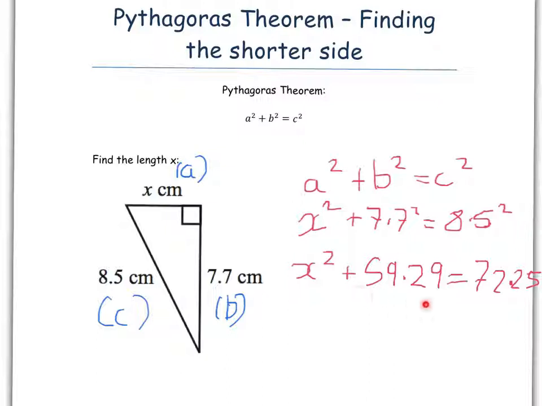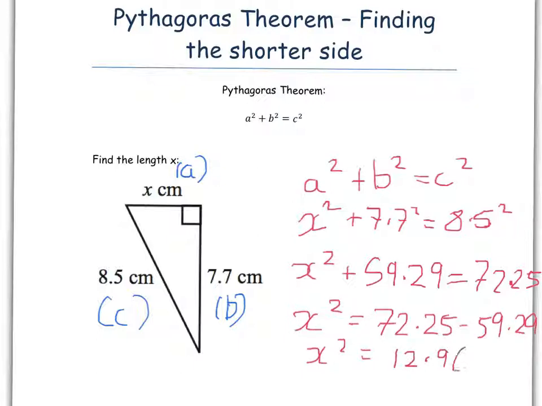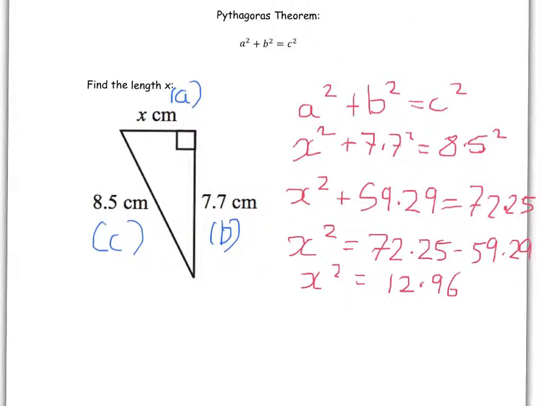So to do that we need to subtract this 59.29 away from the 72.25. So this is the new step for when you're trying to find the short side. Instead of adding the two values, you're going to do the larger side squared minus the smaller side squared, which gives us x squared is equal to 12.96.